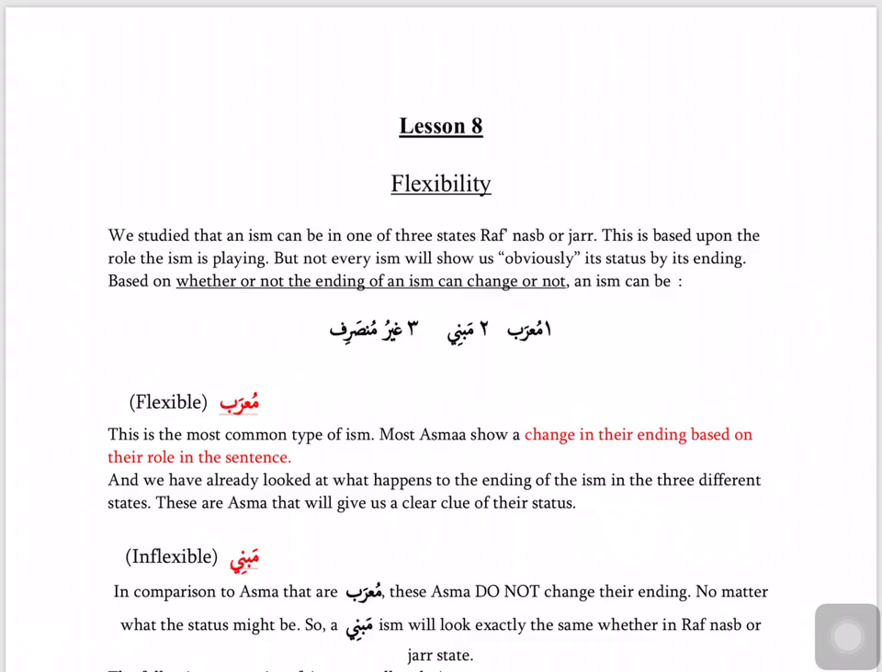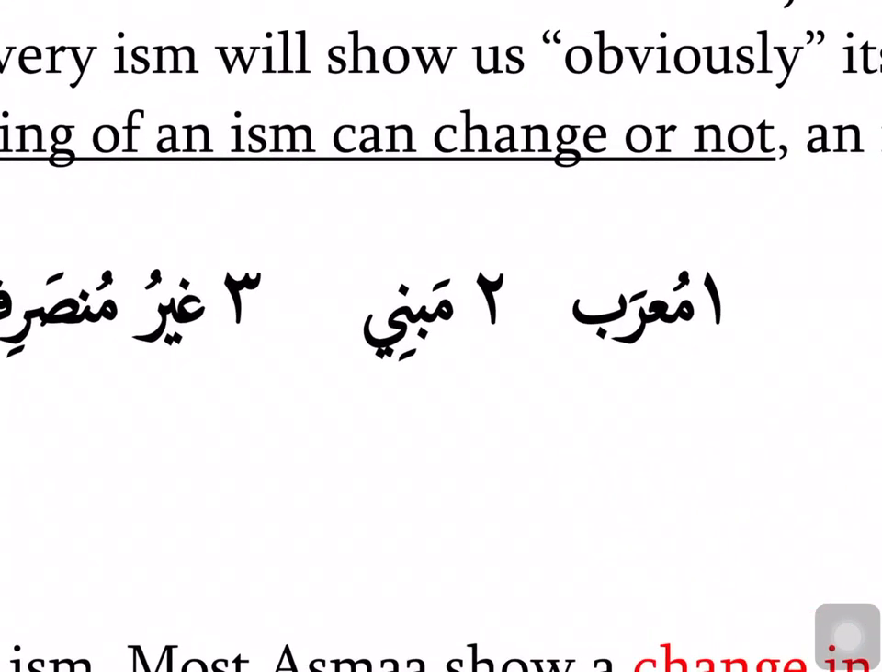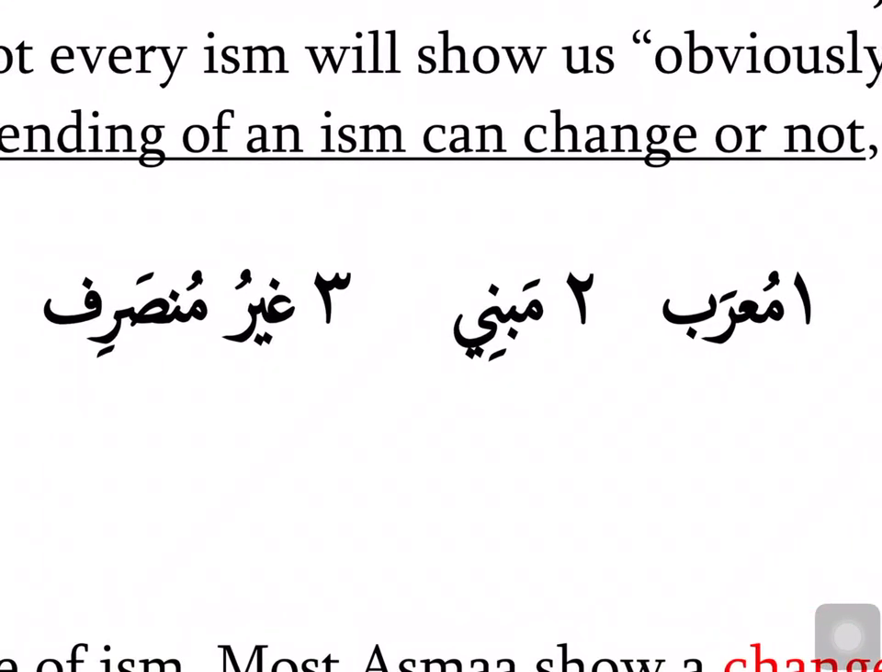So an ism can either be mu'rab, or it can be mabni, or it can be ghair munsarif. A mu'rab ism is what we were trying to look at in the last grammar class. So if my ism is mu'rab, it will give me a clue which will tell me the status of this ism. So it will either have an ending, one of the 6 endings, or it will have the haraka at the last letter that denotes I'm raf, or I'm nasb, or I'm jar. So that's a regular ism. That's a helpful ism, a flexible ism.